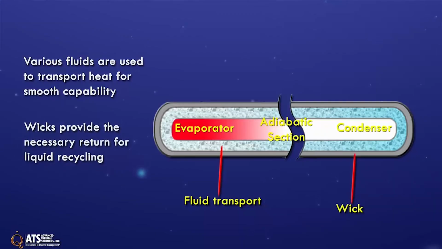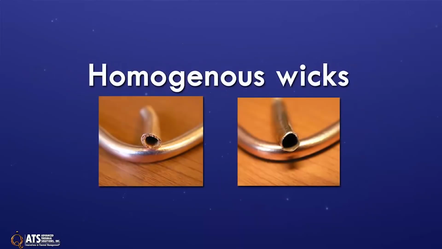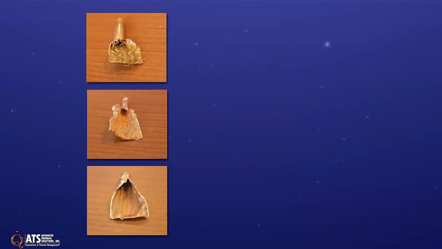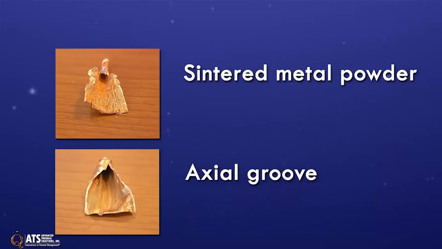Finally, a heat pipe includes a wick. The working fluid is returned from the condenser to the evaporator via capillary action through a heat pipe's wick. Homogeneous wicks are constructed of one type of material or machining technique. Examples include wrapped screen, sintered powdered metal, axial groove, and many others.